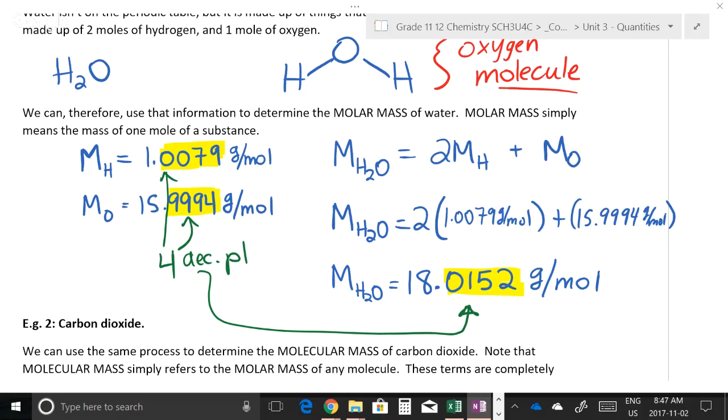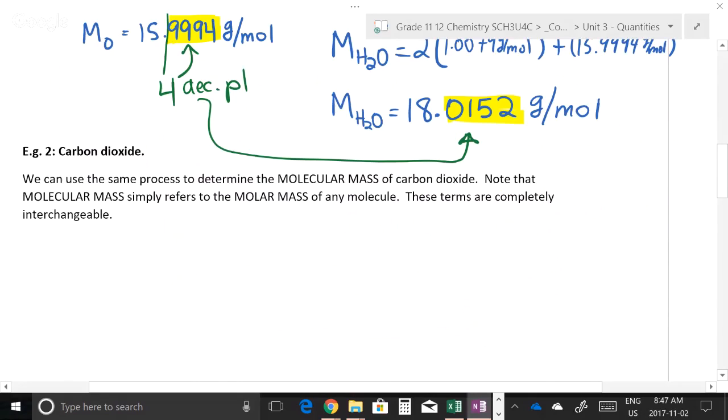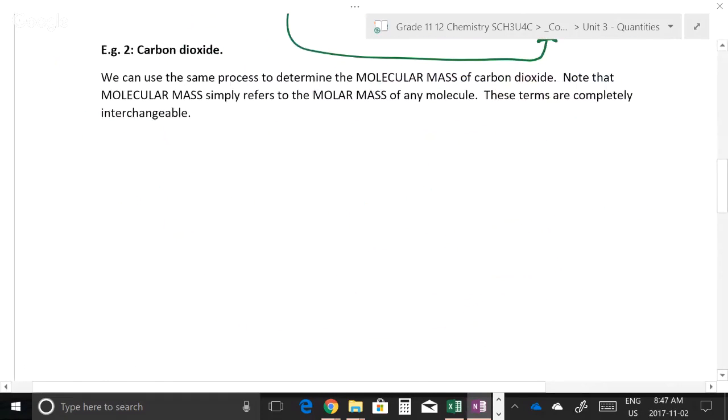Because we just get the molar masses from the periodic table, and we have a molecule that's made up of a few things, we just add together from the periodic table. The next one, I think I gave you carbon dioxide. Is that true? I want you guys to try that one on yourself. Please determine the molecular mass of carbon dioxide. And you're going to see different terms come up. Molar mass is the official term, but sometimes we use molecular mass. It means the exact same thing.